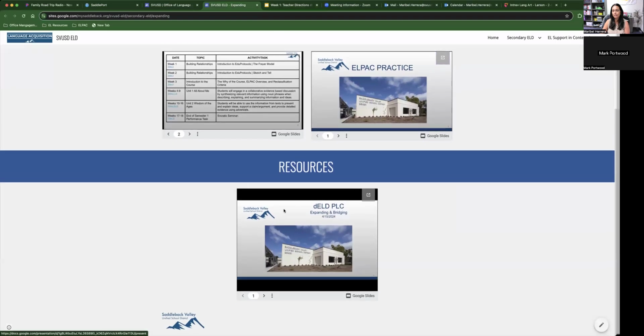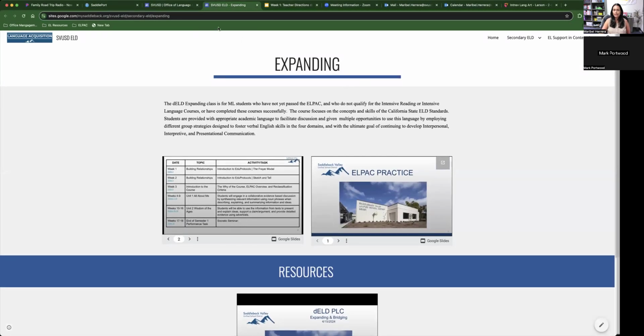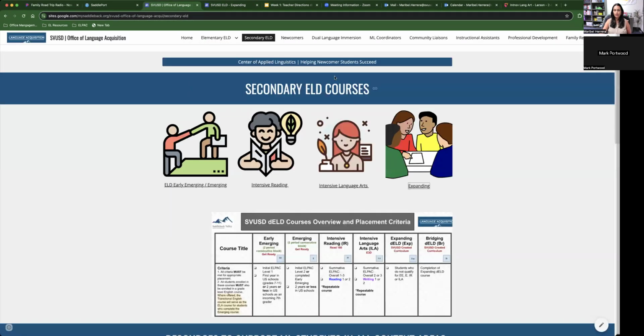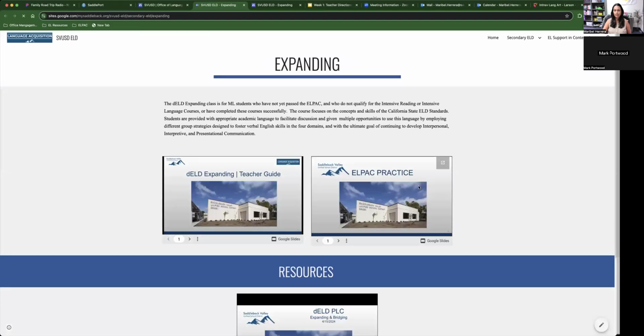And then resources. So last year, sorry, can you go around? I got to the link yesterday and now my screen's a little bit smaller because of the Zoom, and I'm just not finding the LPAC practice link. It's how to get to our website. So I'm on secondary language acquisition, and then I see expanding ELD, intensive reading, intensive language. So click expanding. Okay, so it's under the expanding. Correct. And yes, to the right of the teacher guide. Thank you. Okay. Yep. So everything you need is there.